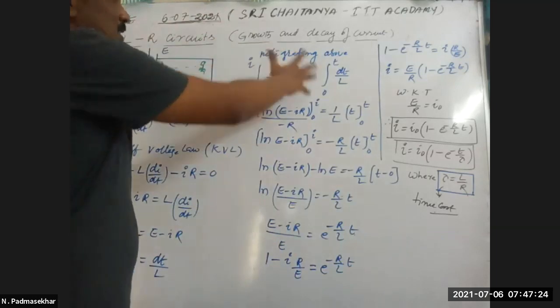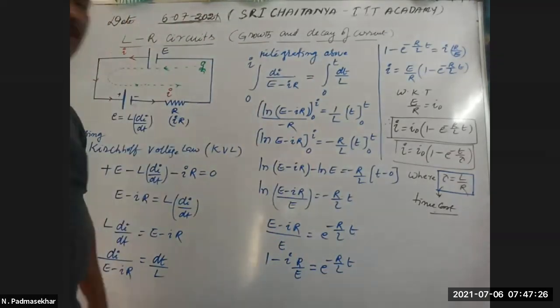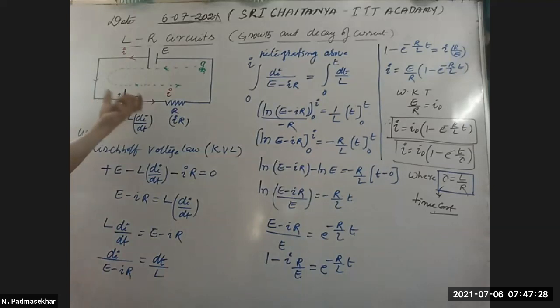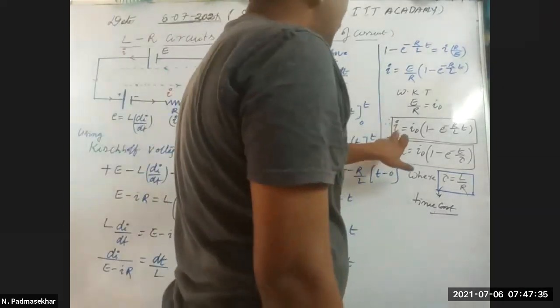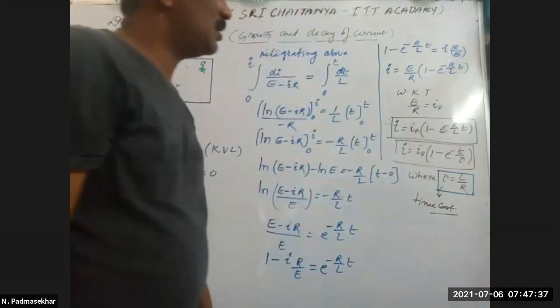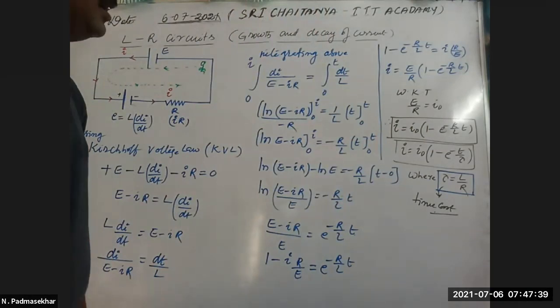So at any time t, what is the current in the circuit when the inductor is there in the circuit? I is equal to I naught times 1 minus e to the power of −R/L into t. That is, I is equal to I naught times 1 minus e to the power of −t by tau. Right?